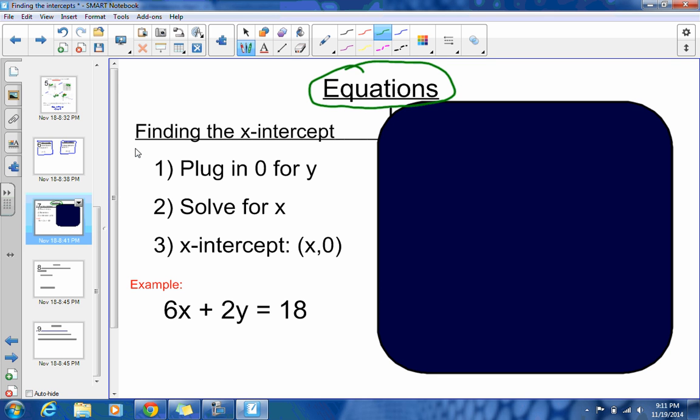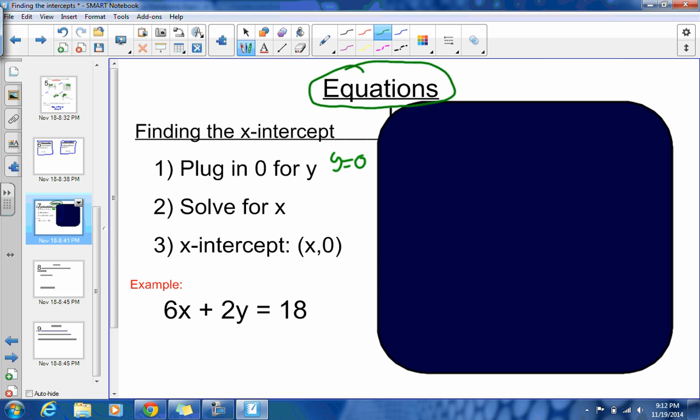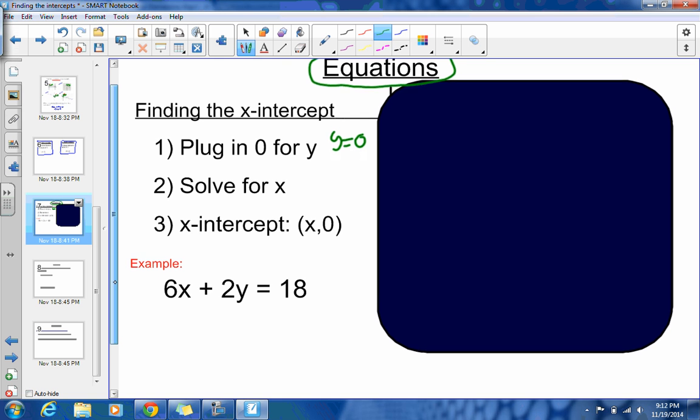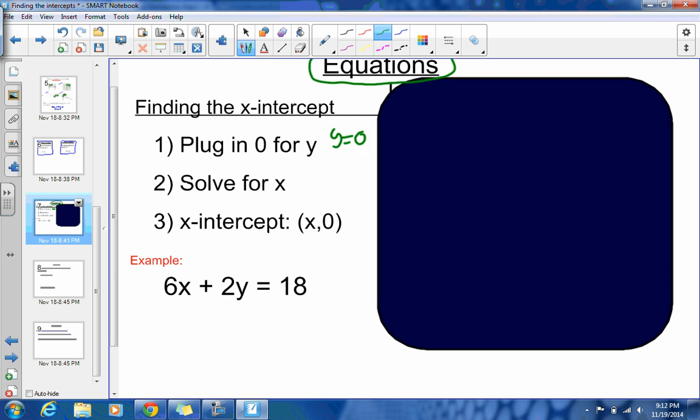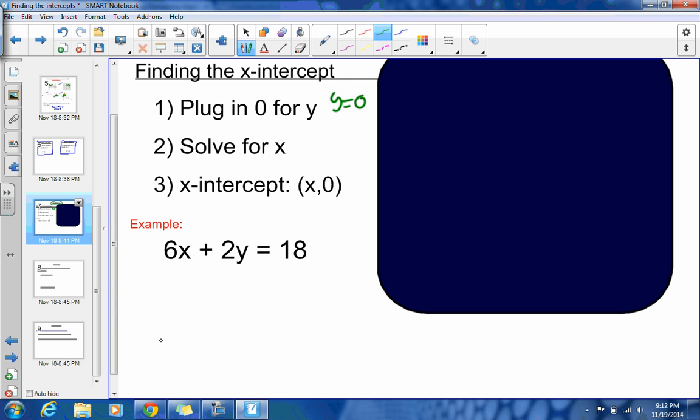So finding the x-intercept. First, we're going to plug in 0 for y. And that means y is 0. Why that makes sense is because of what we just said before. If we're finding the x-intercept, the y value is always 0. So we'll use that y is 0. After you plug that in, you can solve for x. You'll get the x value, and then you put it in to find the x-intercept. It's going to be whatever that x value is, and 0.